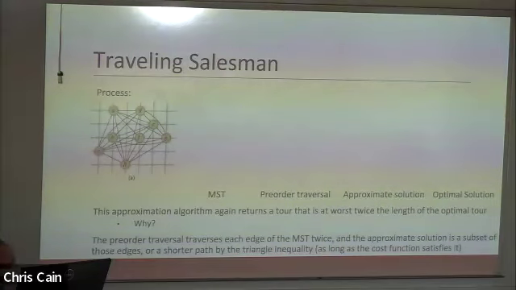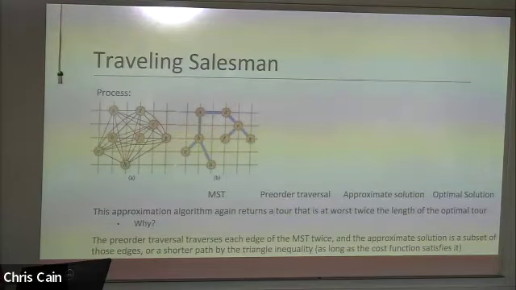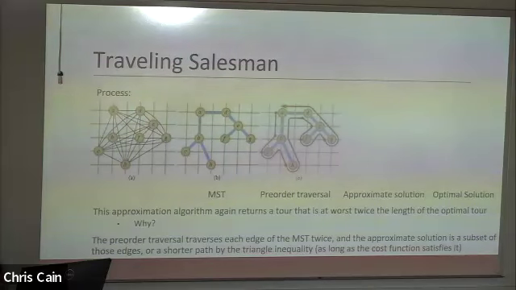Okay, so here's a graph. The minimum spanning tree on that graph might look something like this. A depth first search or pre-order traversal, same thing, of that minimum spanning tree would look something like this. Yeah, you're very right.